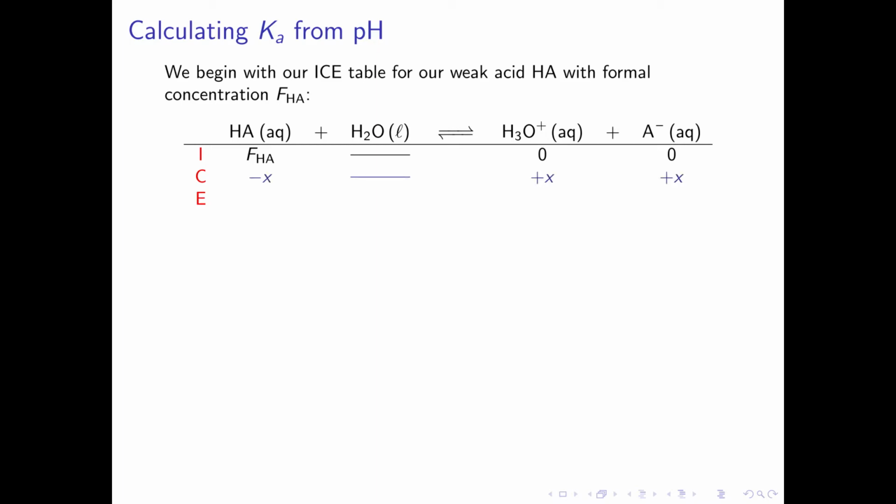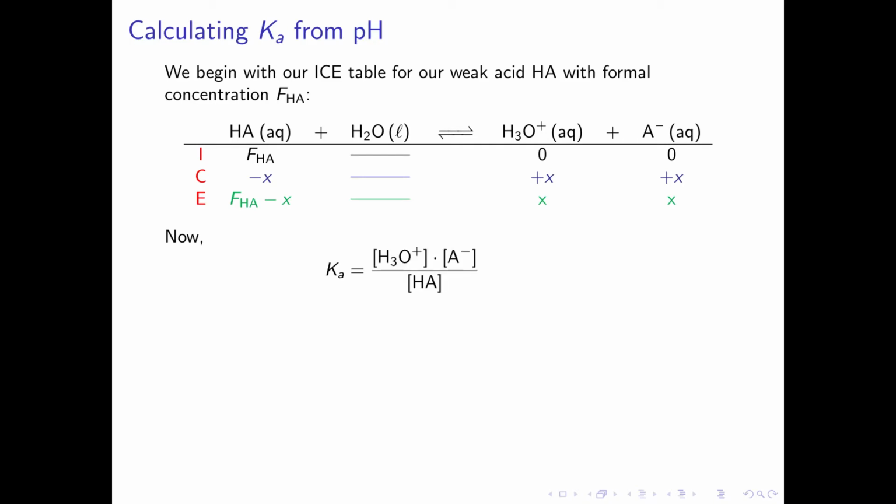We can begin to fill in our change row. We know that we must lose HA to form H3O plus and A minus. Since the stoichiometric coefficients are all 1, this means that HA decreases by x, H3O plus and A minus both increase by x. And this gives us our equilibrium row. Our concentration of HA at equilibrium is equal to the formal concentration minus x, while both the hydronium ion and A minus ion have a concentration of x.